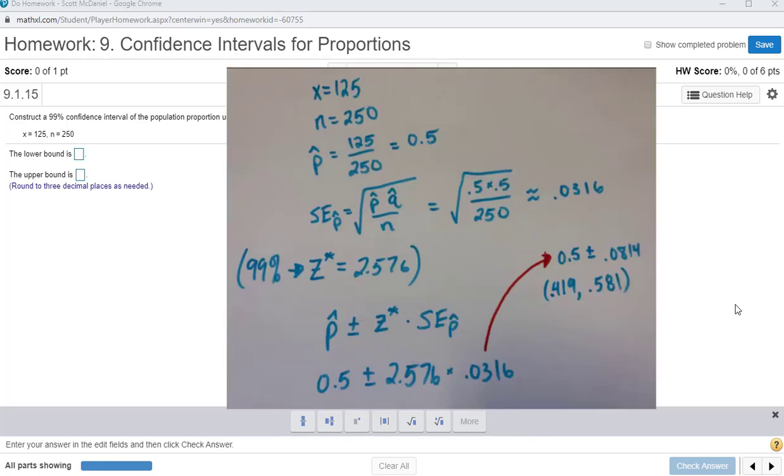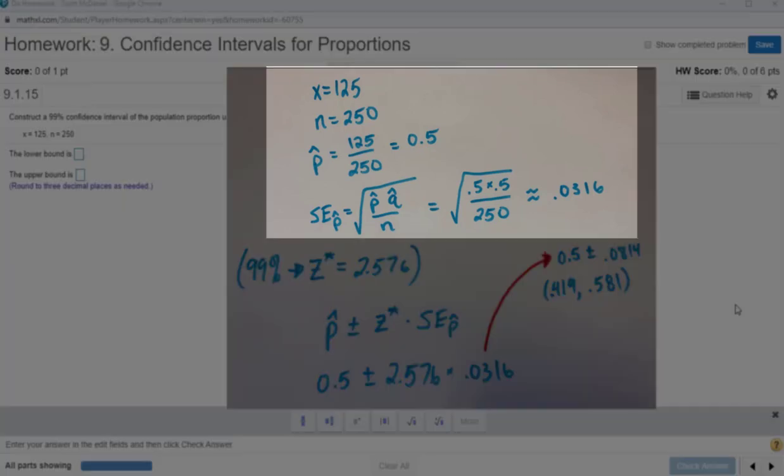And I can use my standard error to help me do that. Remember, the standard deviation of this is the square root of p times q over n. The problem is we don't know p or q. So we have to use p-hat and q-hat, and we call that the standard error. We use SE sub p-hat, and it's the square root of p-hat q-hat over n. In our case, it's 0.5 times 0.5 divided by 250. Take the square root, you get 0.0316.